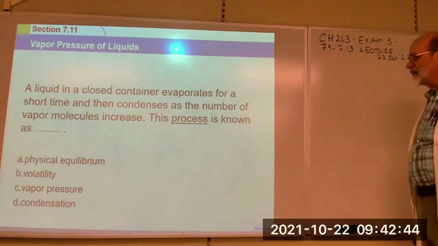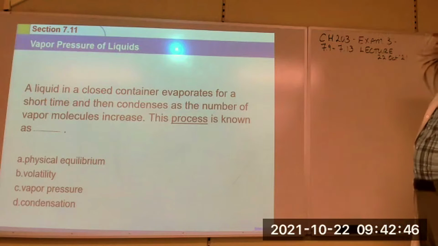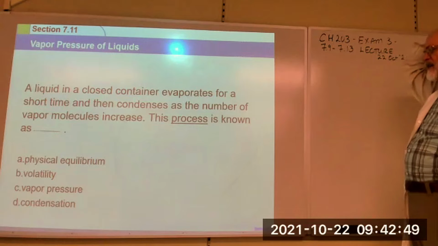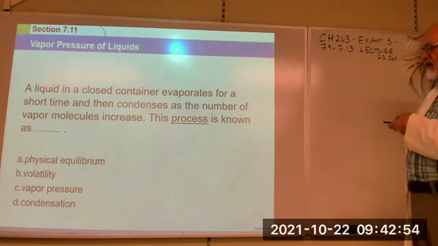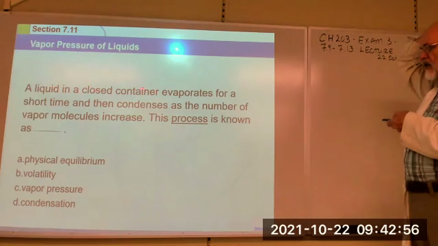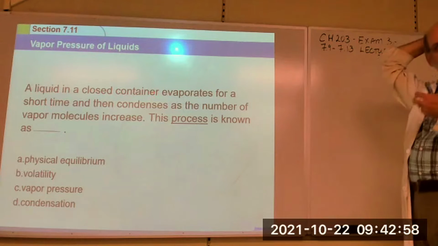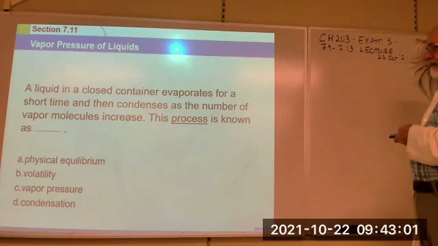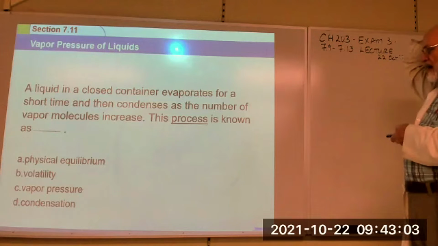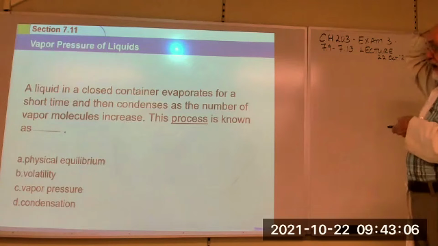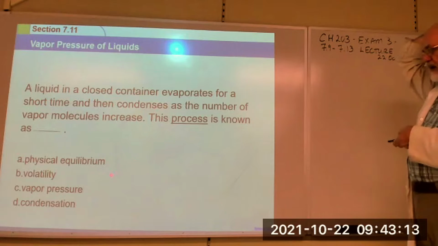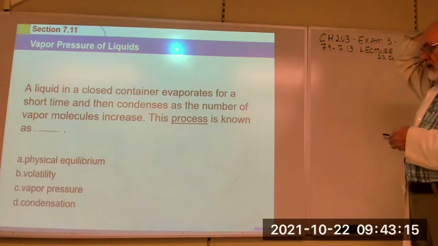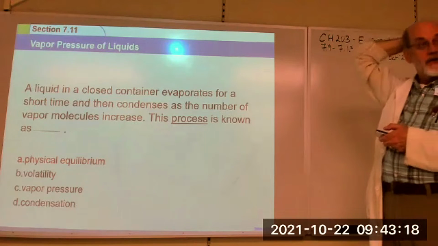Okay, let's say a liquid in a closed container evaporates for a short time and then condenses as the number of vapor molecules increases. So the key here is there's a liquid and the container is closed. So it's going to start developing that vapor pressure. The process is known as what? Well, if it evaporates for a while and then it starts condensing, then the process would be physical equilibrium. It reaches a point where those rates are equal.